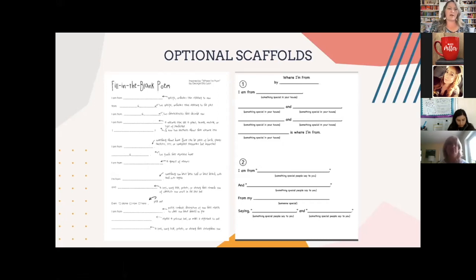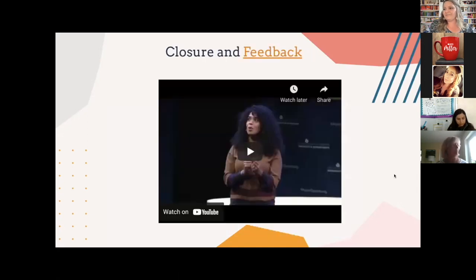Our very first one is do the work before you have the kids do the work. So try it on yourself. Fill out this poem. Who are you? When you read that poem back, maybe the first day of school, you read that poem to your kids, and your kids all of a sudden have a little insight into who their teacher is, what the identity of their teacher is. Okay, so with that said, we are at the end of our training.